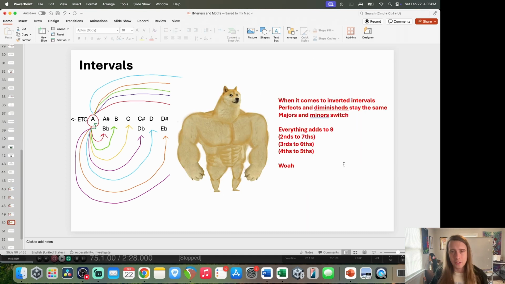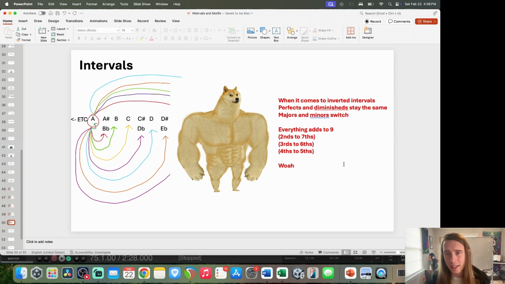Now, you may have recognized a pattern here because when it comes to inverted intervals, perfects and diminished stay the same. Like a perfect fourth becomes a perfect fifth and vice versa. And the diminished fifth just remains a diminished fifth. However, majors and minors switch. So like that major seventh becomes a minor second, and a major third becomes a minor sixth.